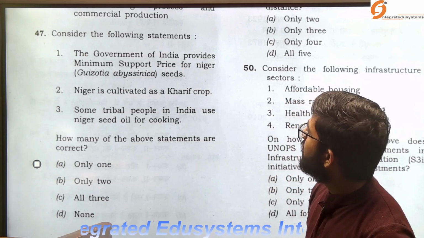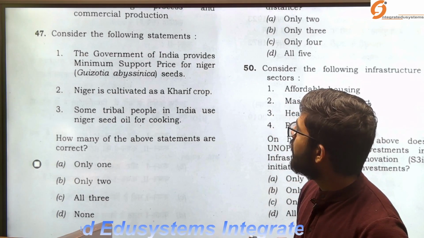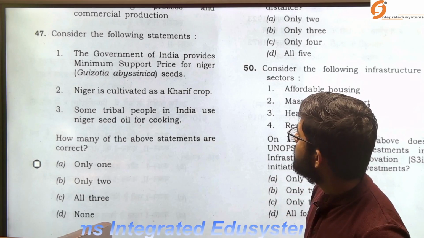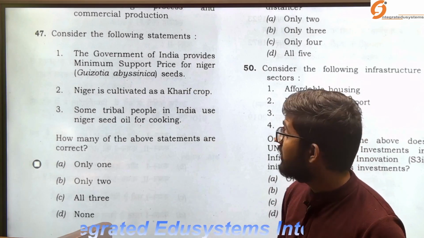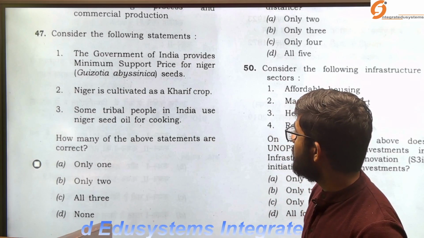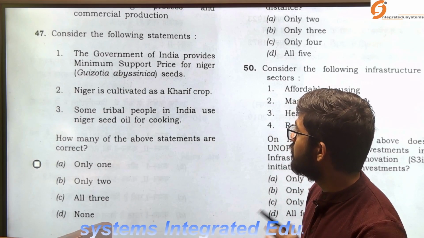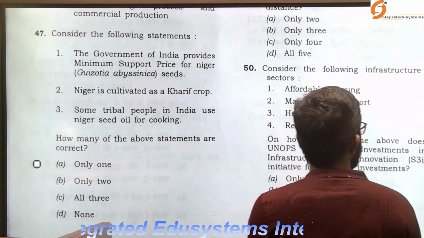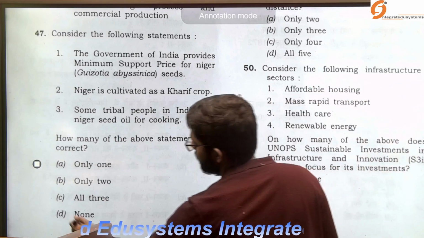Consider the following statements. The Government of India provides MSP for Niger seeds. Niger is cultivated as a kharif crop. Some tribal people in India use Niger seeds for cooking. So definitely all statements are right over here. C.